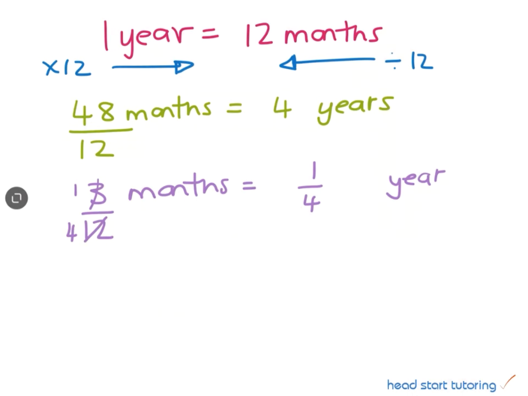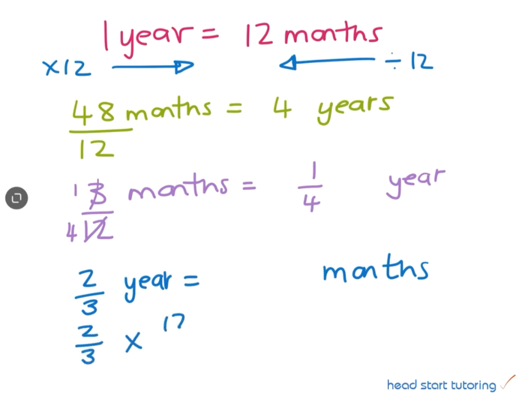Right, so if I would like to work out what 2/3 of a year is equal to in months, I need to work out 2 over 3 times 12 over 1, and then I cross cancel 3 into itself once, and 3 into 12 4 times, and 2 times 4 is equal to 8. So 2/3 of a year is equal to 8 months.